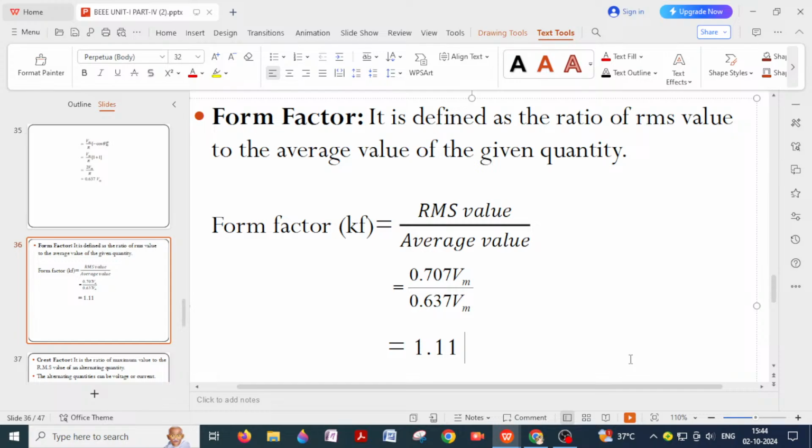Is my screen visible? Screen is black. Okay.